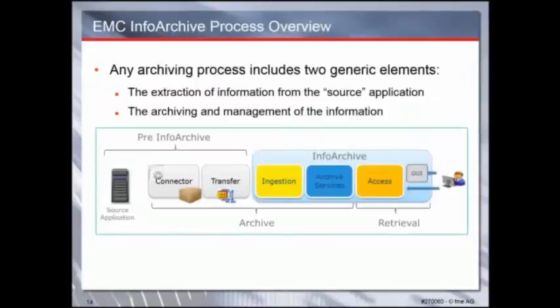Okay, so for the overview, the InfoArchive process overview. There's two generic main areas. The extraction of information from the source, which FME, and I'm going to talk more in the slides coming on how we accelerate that process, so that pre-InfoArchive phase where you have your source applications, the connector being FME Migration Center, the transfer. We're able to handle that heavy lifting in that pre-InfoArchive area.